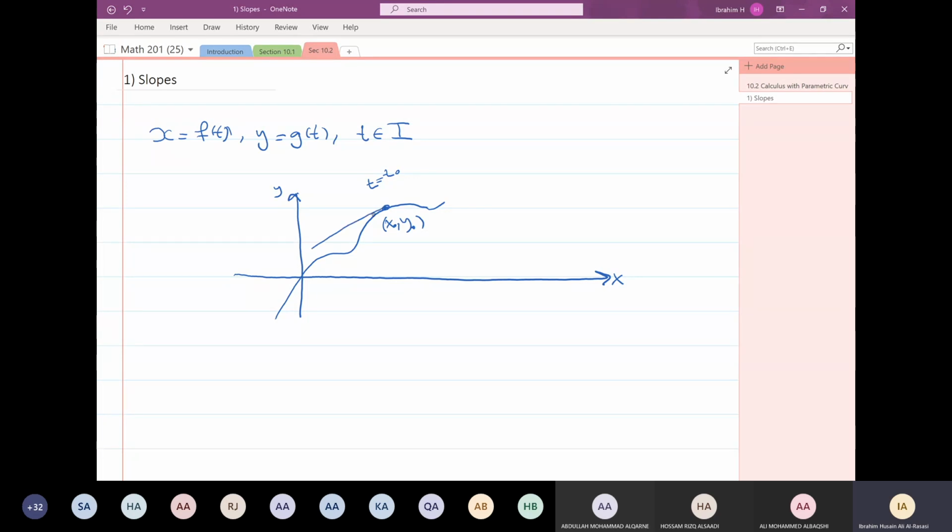Now I have a tangent line to the parametric curve. I just need to compute the slope, and once I compute the slope, you can find the equation of the tangent line. So how to find the slope? Still, the curve is in the xy plane. The answer is very simple, just like Math 101. What is the slope in Math 101? Derivative, dy/dx.